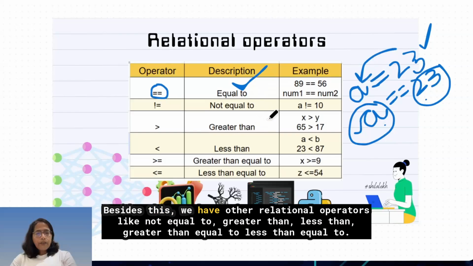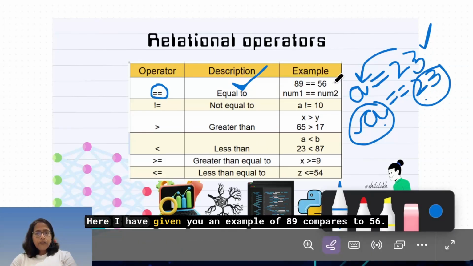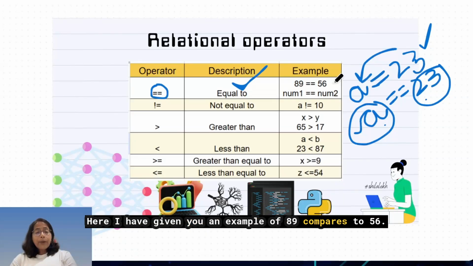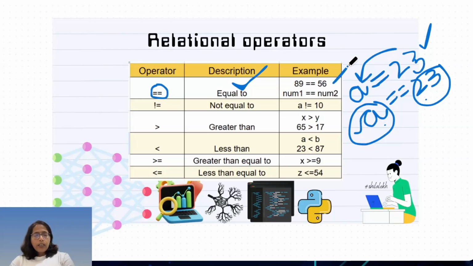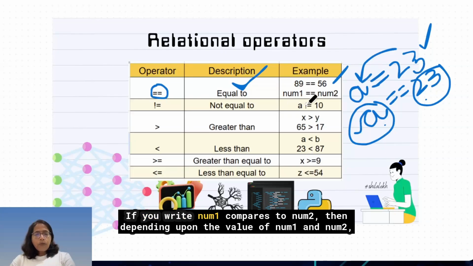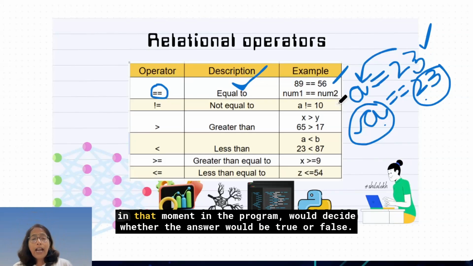Besides this, we have other relational operators like not equal to, greater than, less than, greater than equal to, less than equal to. Okay, here I have given you an example of 89 compared to 56. If you write this, then the answer of this comparison would be false. If you write num1 compared to num2, then the values of num1 and num2 at that moment in the program would decide whether the answer would be true or false.